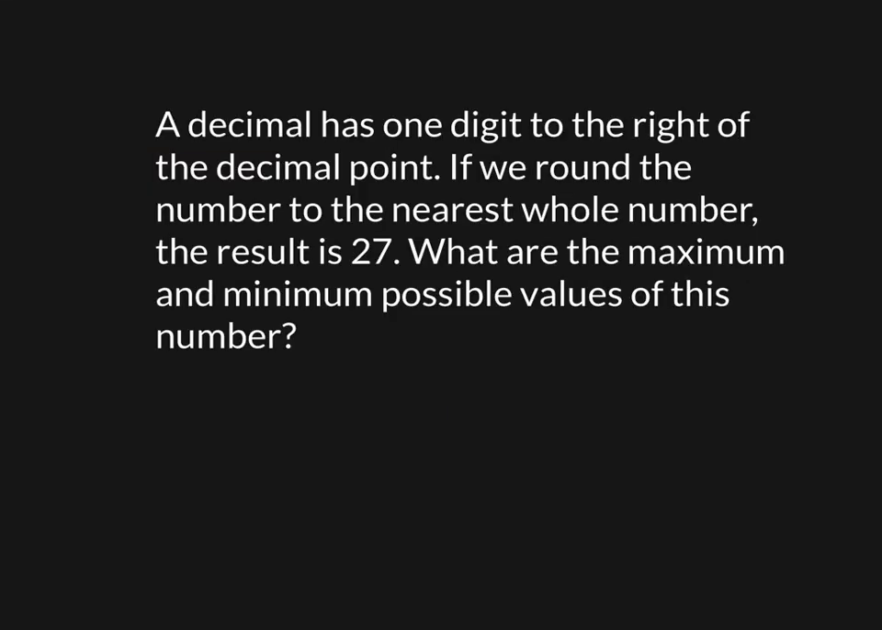Oh boy, it's a story problem, and it's kind of a brain twister too. A decimal has one digit to the right of the decimal point. If we round the number to the nearest whole number, the result is 27. What are the maximum and minimum possible values of this number? So you need to use a vertical number line and a place value chart if that is helpful.